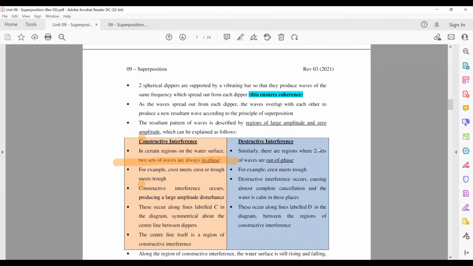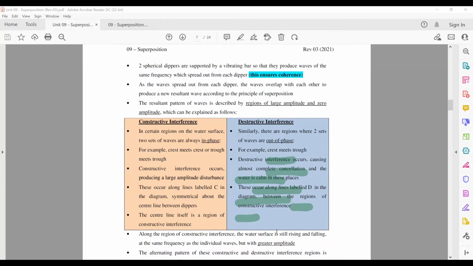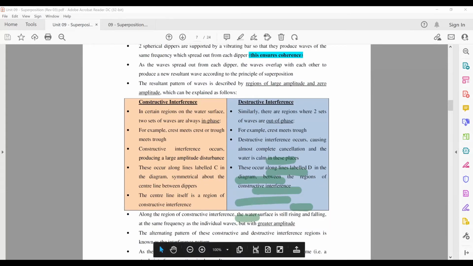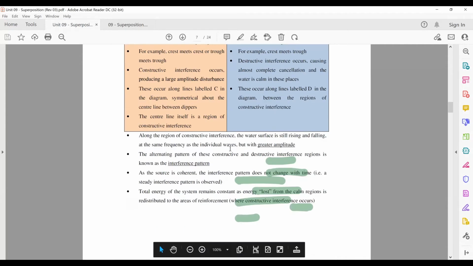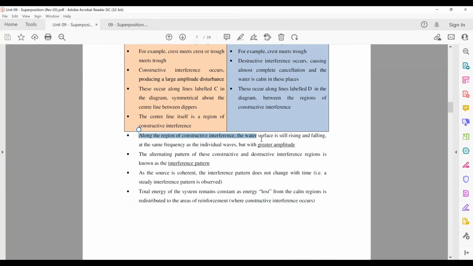Now, for destructive interference, there will similarly be regions where two sets of waves are always out of phase. For example, when crest meets a trough. In these cases, destructive interference occurs, causing almost complete cancellation, and the water will be calm in these places. This will always occur along the lines labeled D in the diagram, between the regions of constructive interference.